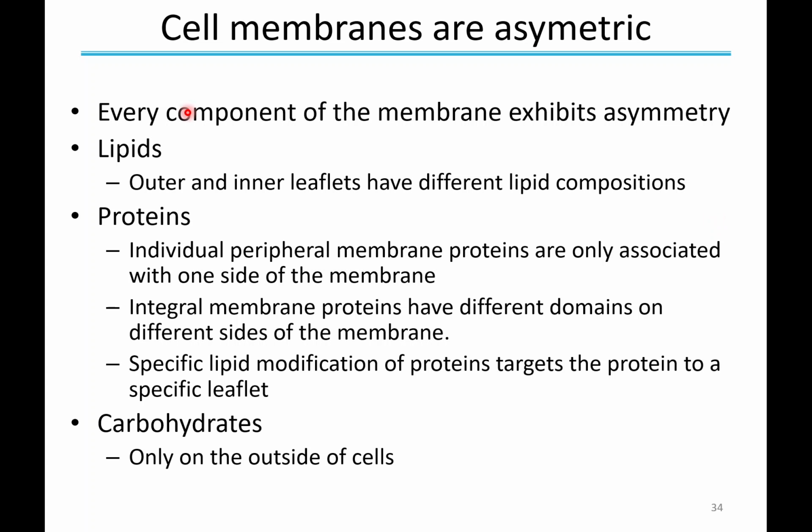Okay, every component of the membrane exhibits some sort of asymmetry. Okay, lipids, there's outer and inner leaflets have different lipid composition. Proteins, as we mentioned, certain peripheral proteins are only associated with one side of the membrane. Integral membrane proteins have different domains on different sides, so they insert in the membrane in a certain direction. Lipid modification of proteins targets the protein to a specific leaflet. Okay, so proteins are asymmetric. Carbohydrates, again, as we mentioned, they're only on the outside of the cell, so they're also asymmetric.